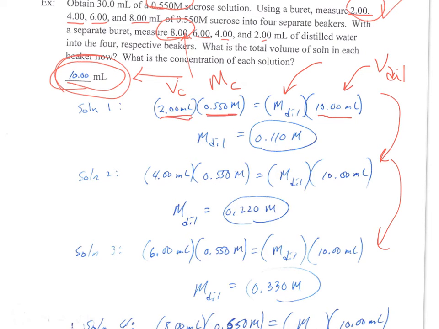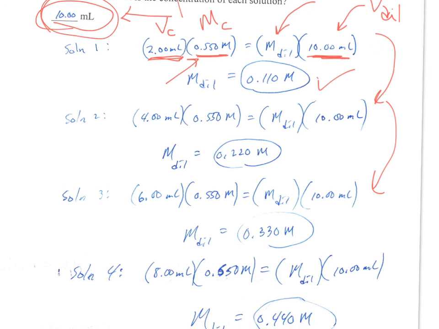So 2 milliliters being diluted to a volume of 10, in other words, 2 of the original and then adding 8 mils of water, just diluted the concentration by a factor of 5. It's now going to be 0.110, a lot less than 0.550. Same thing for solution 2 and onward. For solution 2, you put in 4 milliliters of the same original stock solution, the original 0.550, and then added 6 mils of water so that again you end up with 10 mils. When you solve for that concentration, it'll be 0.220.